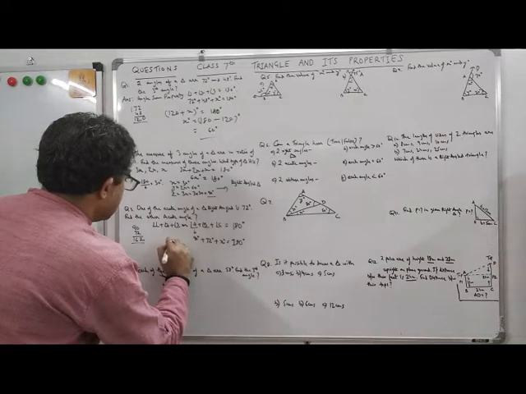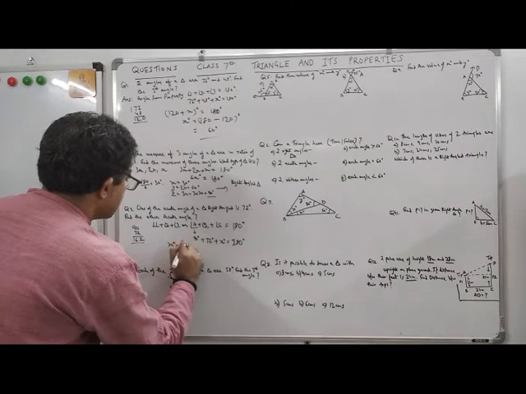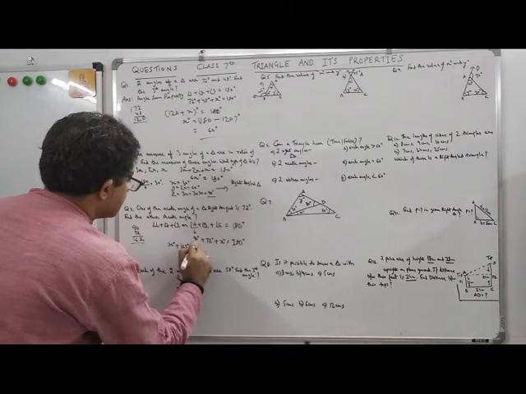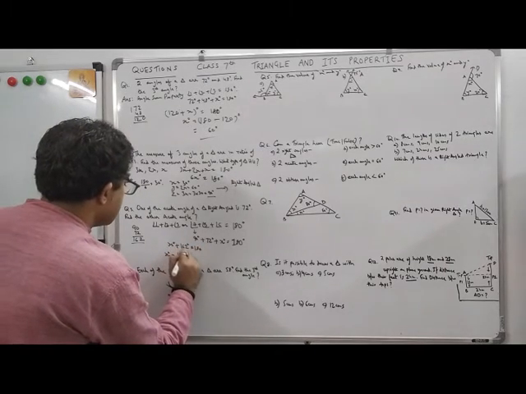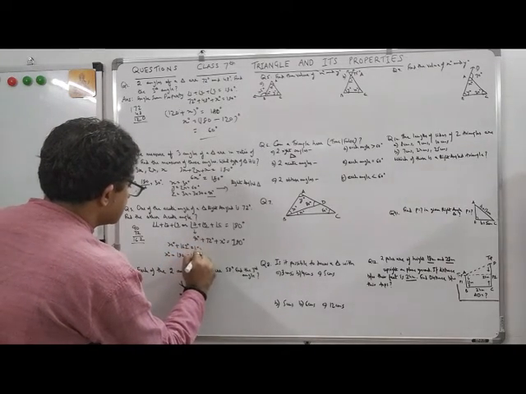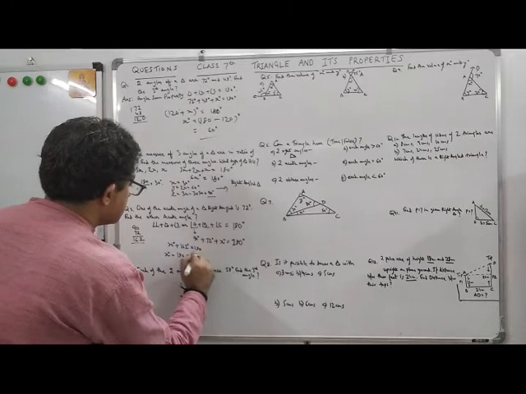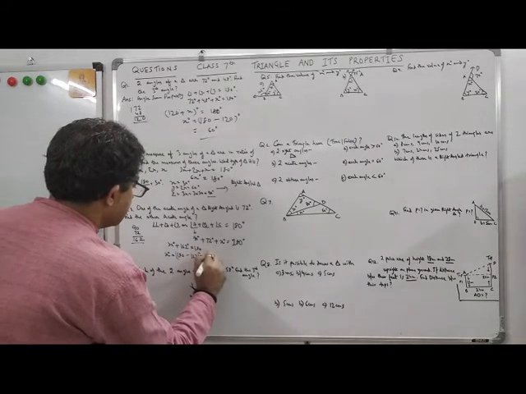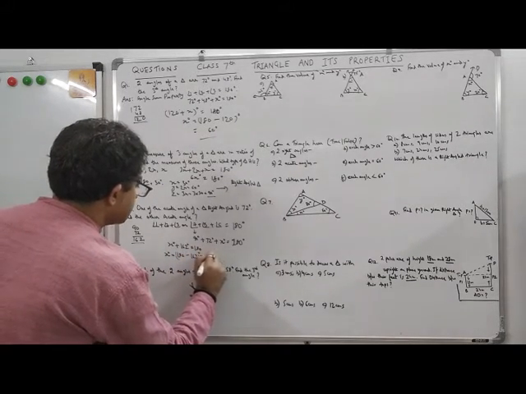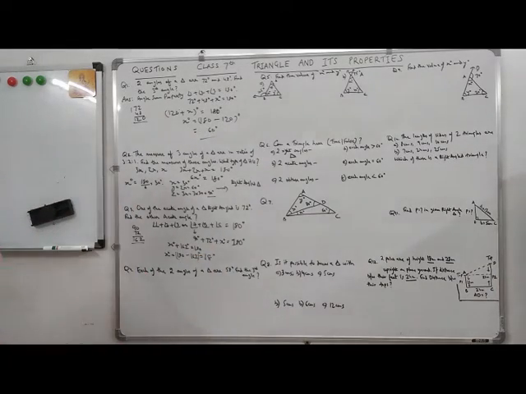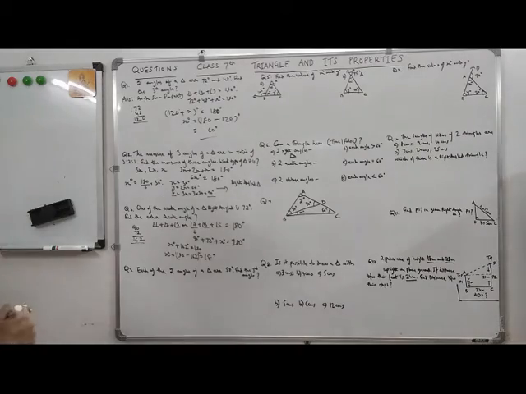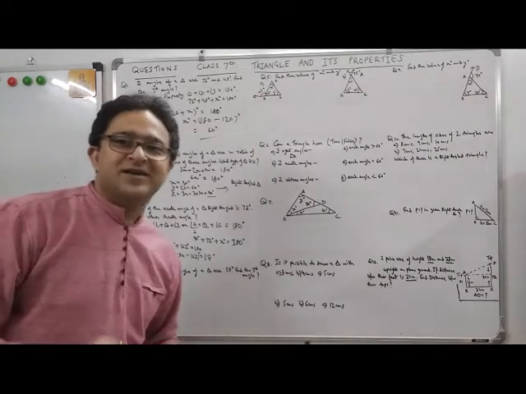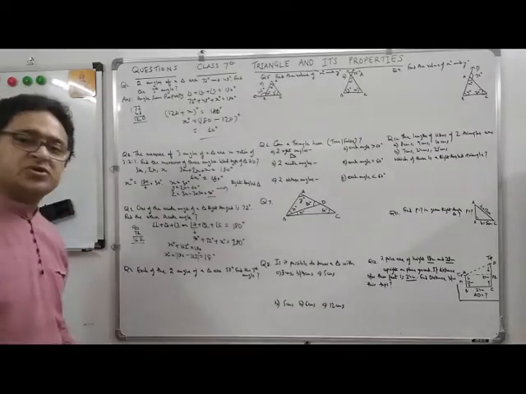So x degree plus 162 degree is equal to 180. Then x degree is equal to 180 minus 162, which is 18 degrees. Okay, this is 18 degrees. Is it clear? Using a green marker. Okay, now third question.